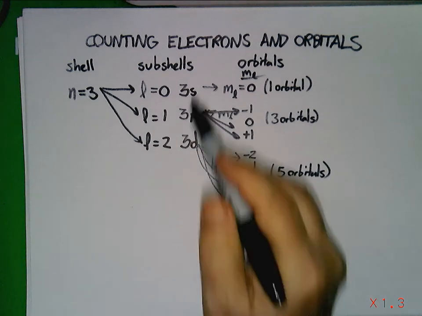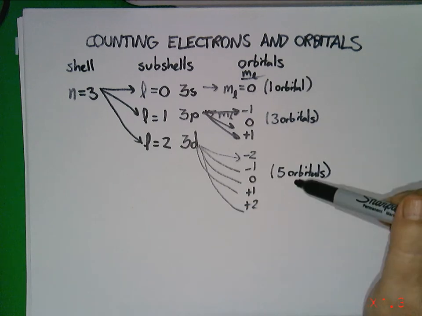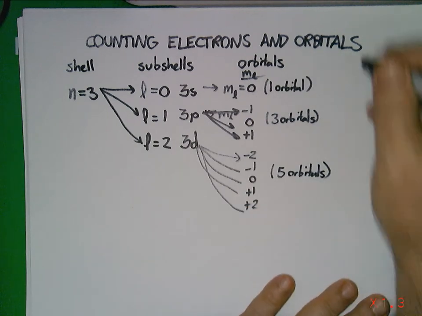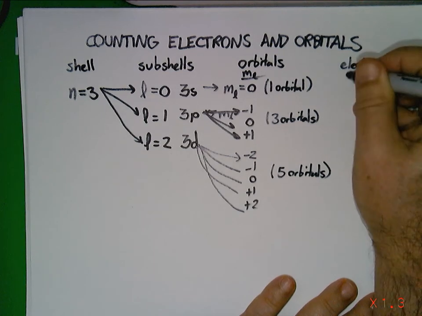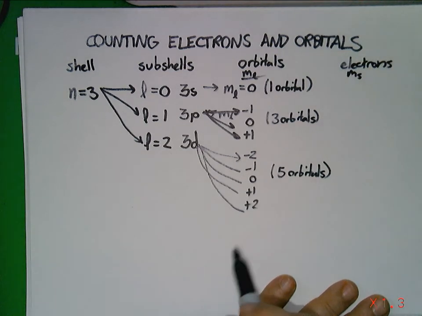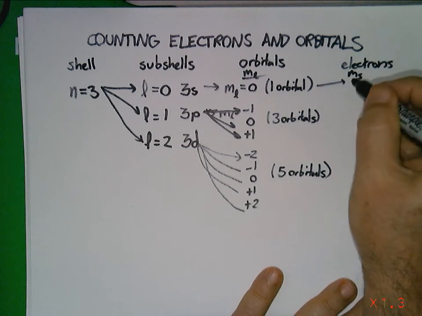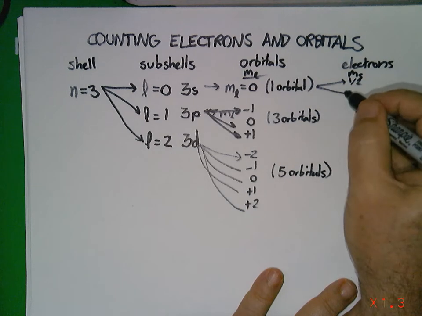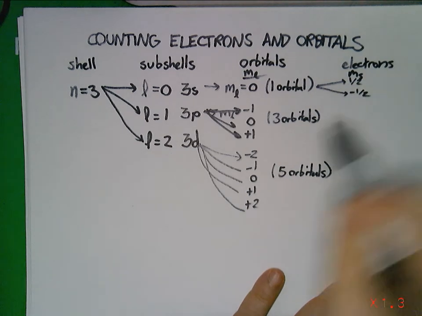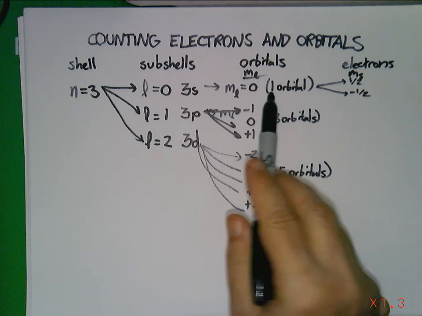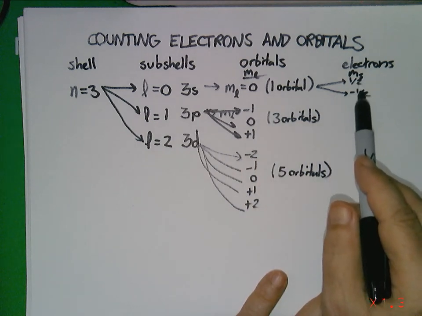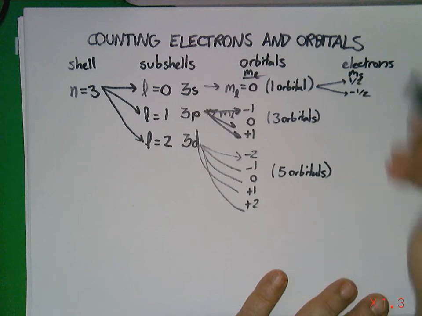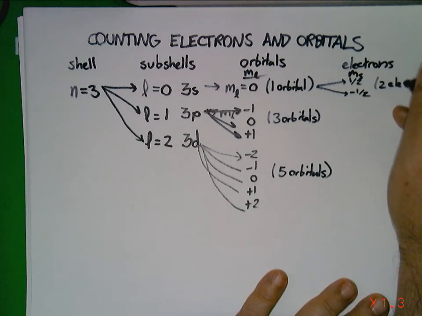So I can count subshells. There's 3 of them. I can count orbitals. There's 9 of them. How about electrons? There I need the m sub s values. And there's 2 possible values, plus 1/2 or minus 1/2. And you can fit a 1/2 in there or a minus 1/2 in there. So in the 3s subshell, there's 1 orbital which can fit 2 electrons. Each value of m sub s that's possible is 1 electron. So I got 2 electrons here that can fit in that orbital.